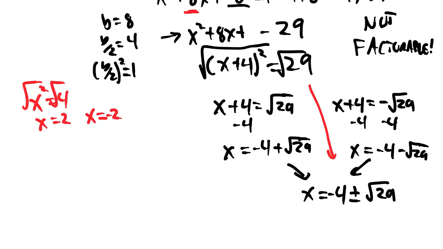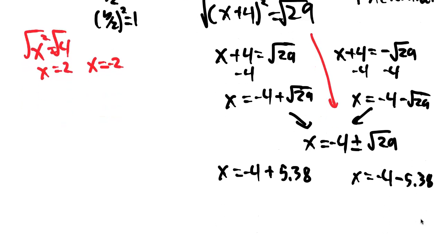But if we are doing a decimal approximation, square root of 29 comes out to approximately 5.38. So over here, let me split it up again. So it would be negative 4 plus 5.38, or x equals negative 4 minus 5.38. So if we do that, 5.38 plus the negative 4 is x equals 1.38.